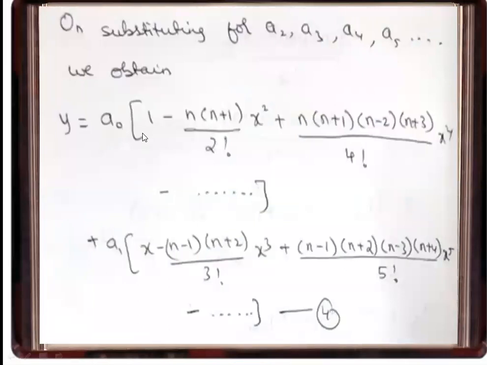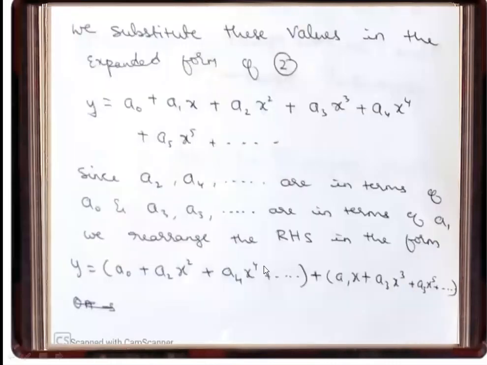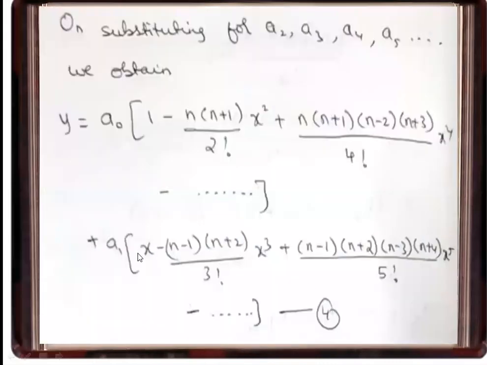So I am taking a naught as a common term. Next we are just substituting a2, a4, a6. In the same way, when you substitute a1, a3 and a5, you get a1 as a common term. So I have taken a1 as a common term. Then you get this expression. So you get this when you substitute a2, a4, a6, and this you get when you substitute a1, a3, a5.